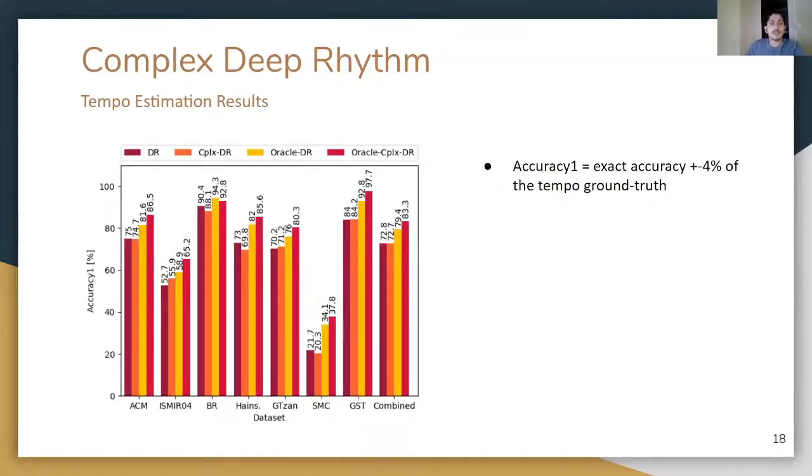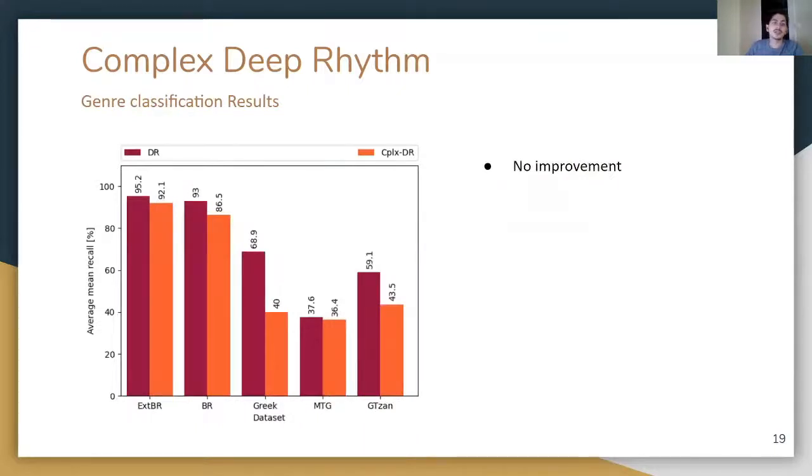So, in terms of accuracy 1, the exact accuracy within a 4% window centered on the tempo ground truth, the Oracle complex deep rhythm performs better for all the datasets except for the ballroom one. However, watching the genre classification results, we can notice that there is no improvement compared to the original method. This can be explained by the fact that adding the phase information in the learning process does not allow the model to optimally generalize.